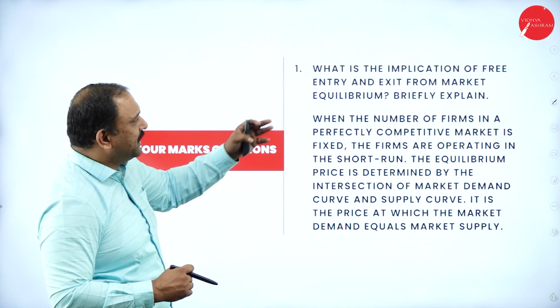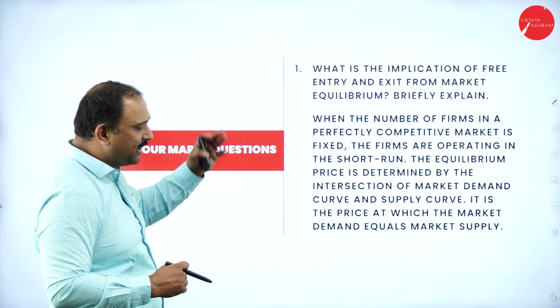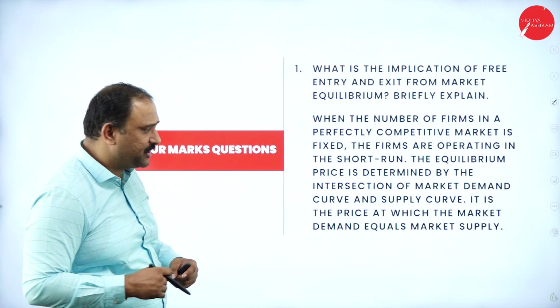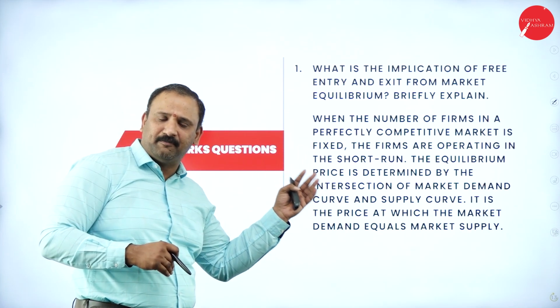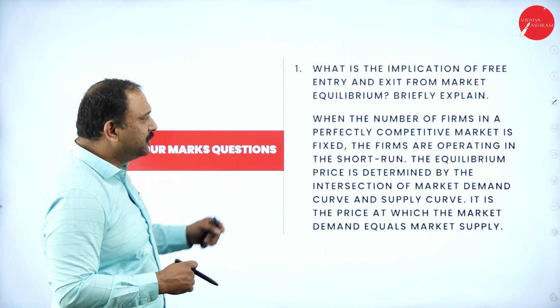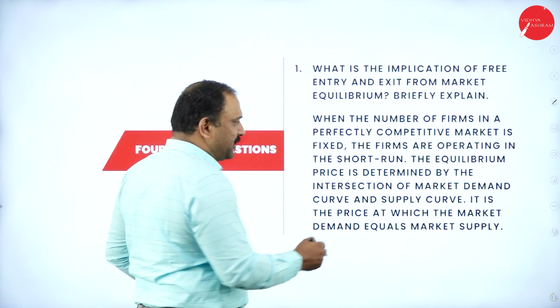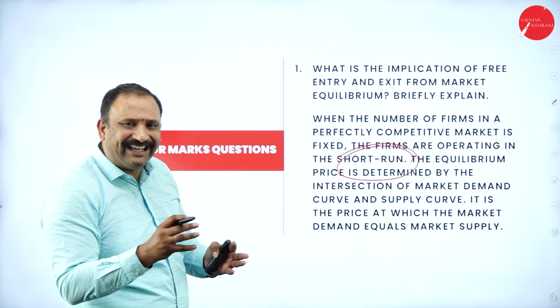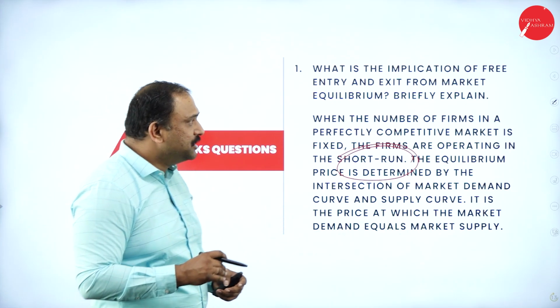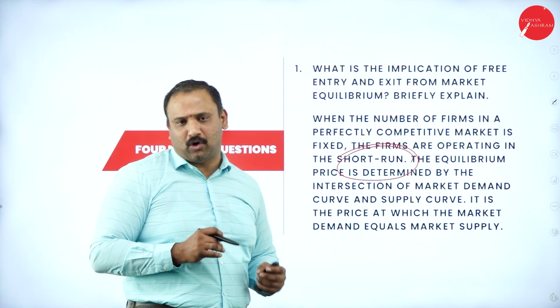Followed by, what is the implication of free entry and exit? Now, this is a 4-mark question that we are talking about. So when the number of firms are in a perfectly competitive market, then we are talking about the firms operating in a short-run position. That means to say that the equilibrium price is determined by the intersection of demand and supply. So what does that implicate altogether?